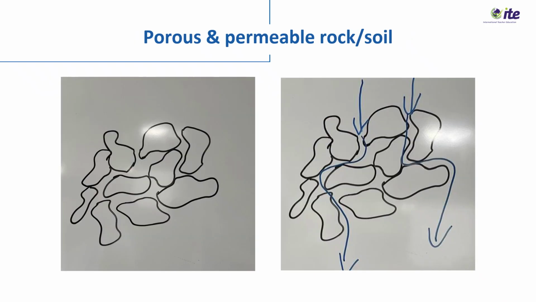In this illustration, it is clearly visible that the grains or particles are spaced apart, creating open spaces between them. These gaps allow water to infiltrate and move through the material, as illustrated on the right side of the diagram. This demonstrates how well-connected pore spaces facilitate the flow and storage of water within the soil or rock.